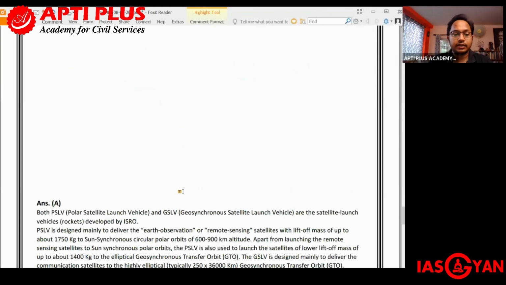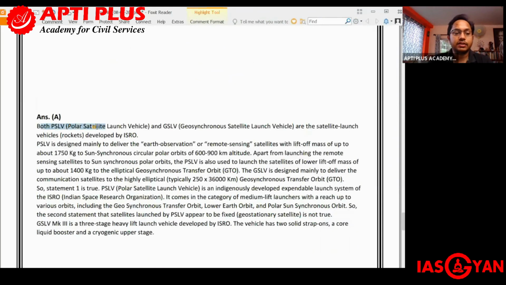See over here, both PSLVs, that is Polar Satellite Launch Vehicles, and GSLVs, that is Geosynchronous Satellite Launch Vehicles, are satellite launch vehicles developed by ISRO. So they are mainly meant to launch satellites. PSLV is designed mainly to deliver the Earth observation or remote sensing satellites with lift-off mass of up to around 1750 kg to sun-synchronous circular polar orbits of around 600 to 900 km altitude.